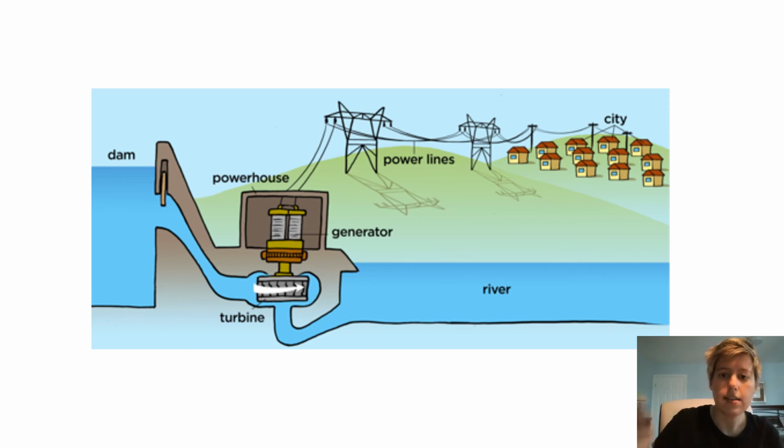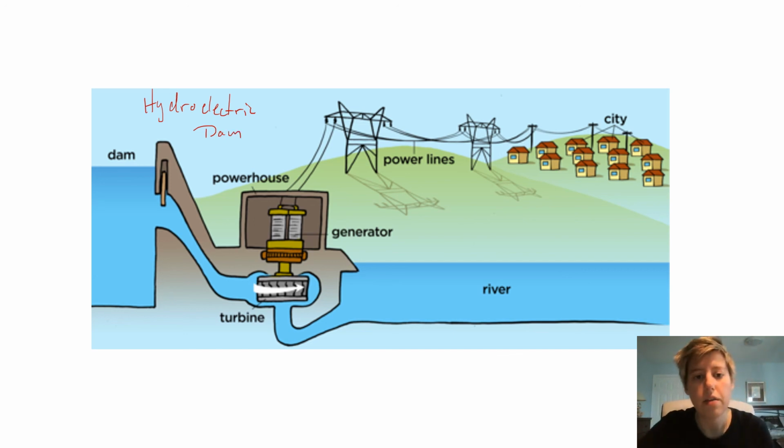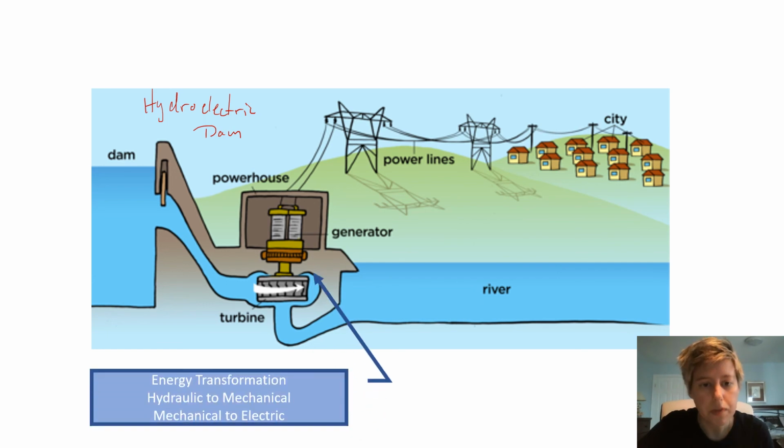Now, if we're looking at something like an energy production scenario, so we have right here our hydroelectric dam, and we have our cute little city. Now, the first thing that happens is that I have energy transformations from hydraulic, so the energy that's tapped into my water, to mechanical, because I'm having the turning of my turbine. And then as my turbine is turning, this mechanical energy is producing electric energy. So that is my first energy transformation.